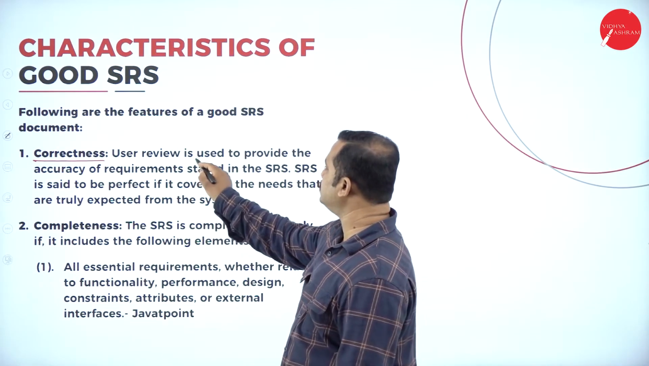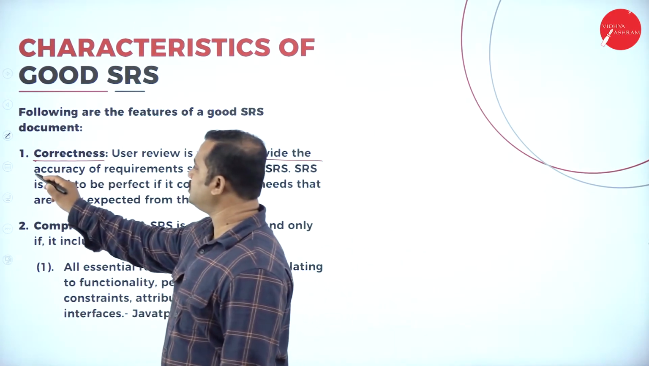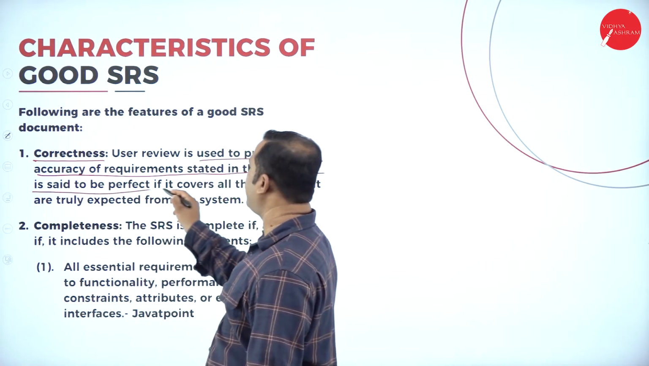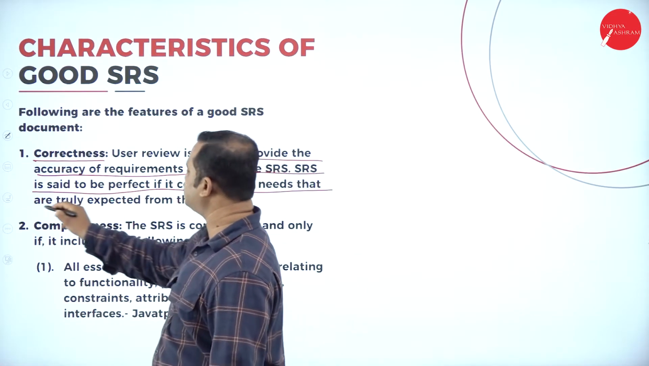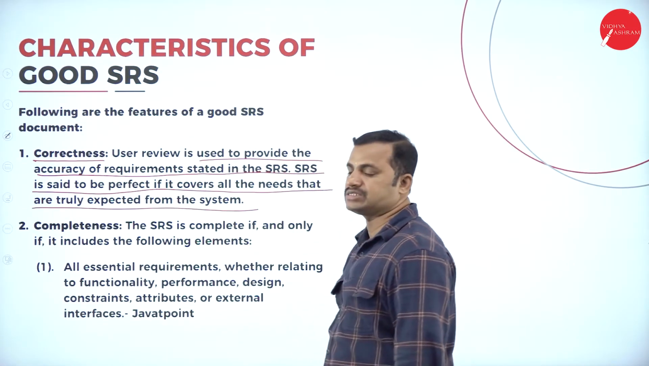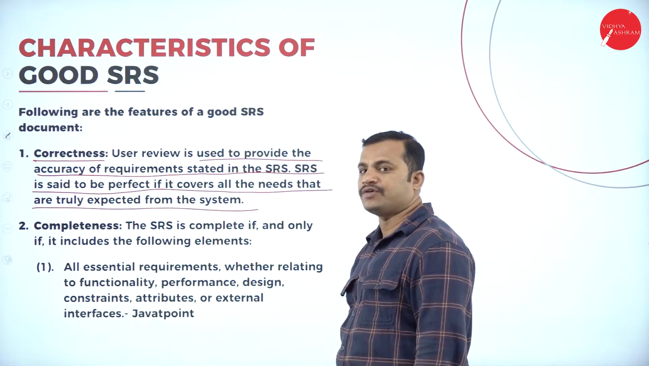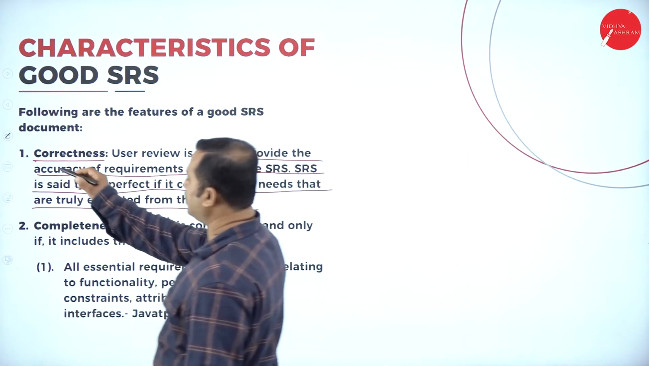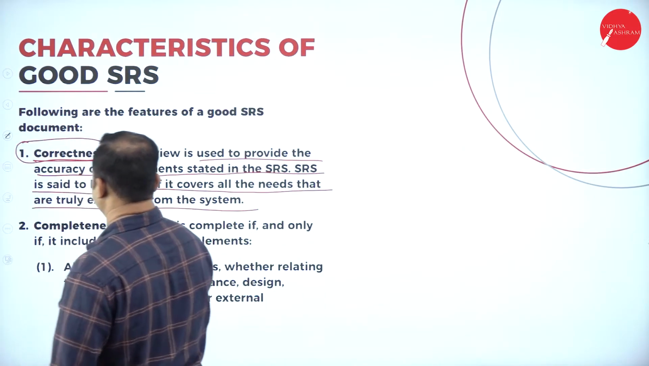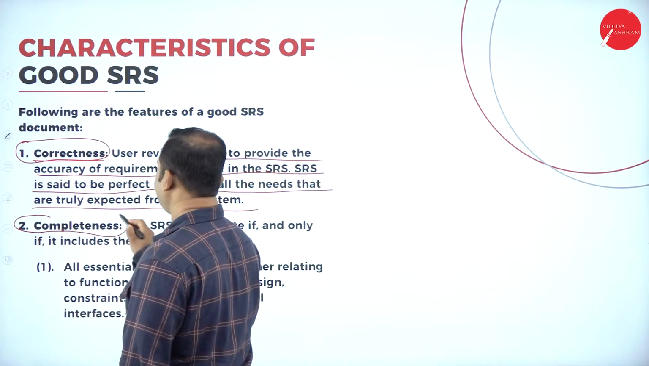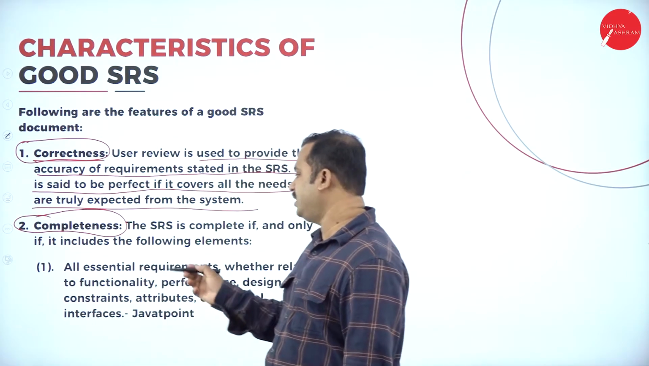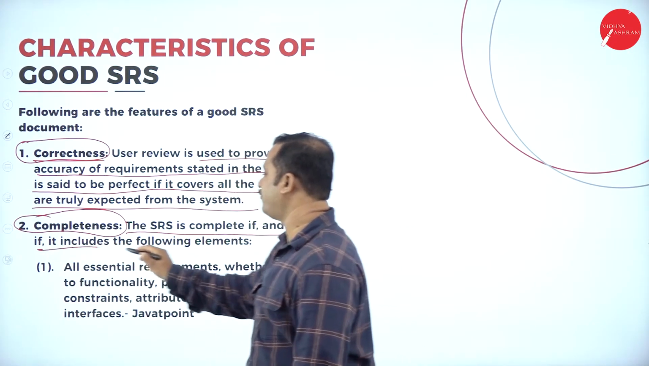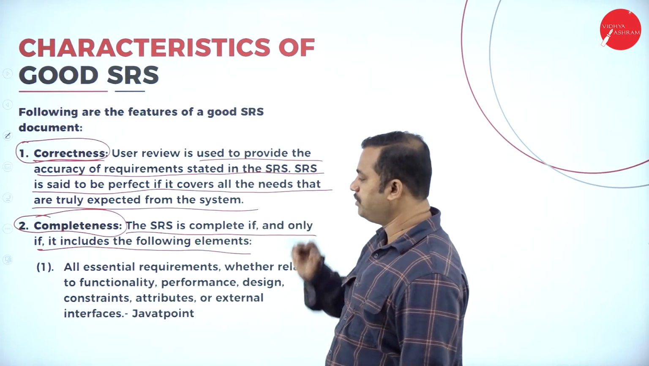User review is used to provide the accuracy of requirements stated in the SRS. SRS is said to be perfect if it covers all the methods that are truly expected from the system. What is the requirements of a client and what is expected from the system? That is going to be considered as the correctness of a system, which is considered as a completeness. Once when all of the requirements are met, we say that the documentation is meeting every requirement of a client. Then we say that it is complete.